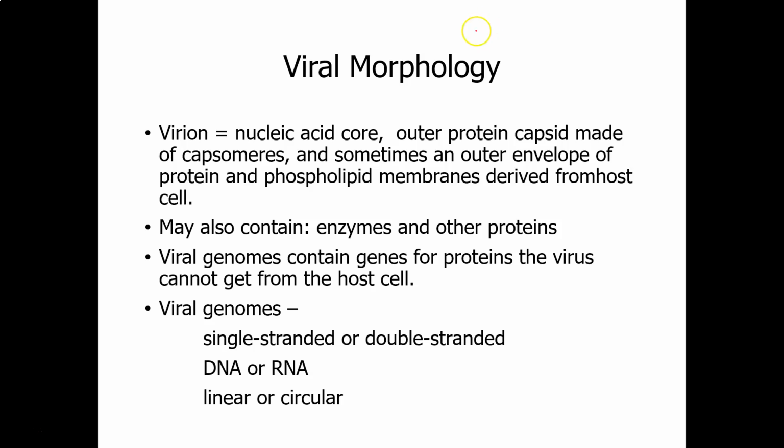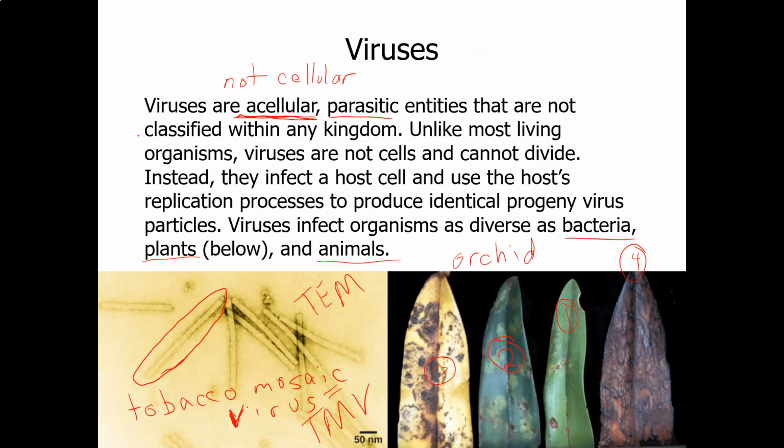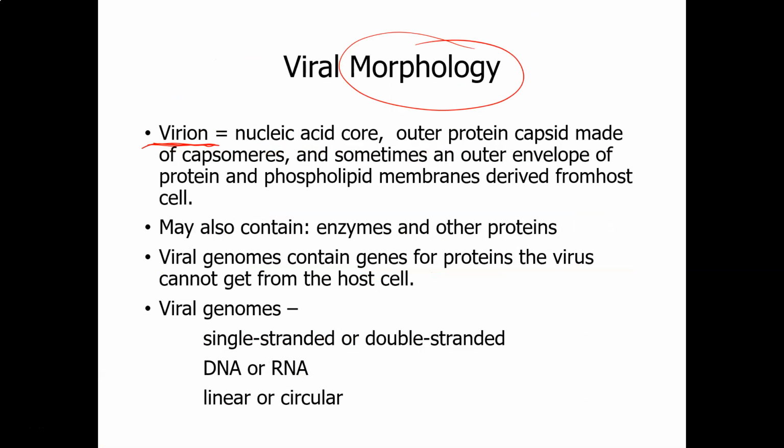Now we're going to talk about viral morphology, and morphology just means form or structure, the study of form or structure. An individual virus particle is called a virion. So if we go back to that first picture where I circled right here, this is a tobacco mosaic virion. That's an individual virion, and they are viruses when you look at all of them that are in that picture.